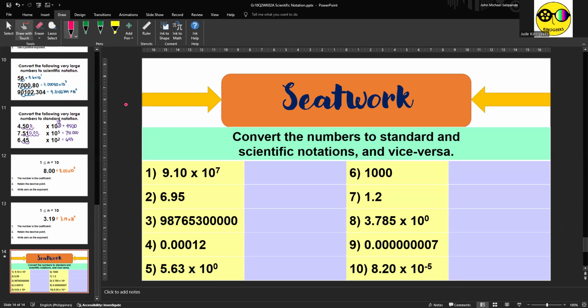Okay, we have 9.10 times 10 to the power of 7. So this is a large number, and we have to move the decimal point 7 times to the right. 1, 2, 3, 4, 5, 6, 7. There are 5 vacant spots. So we have 91000000. I think this is 91 million.